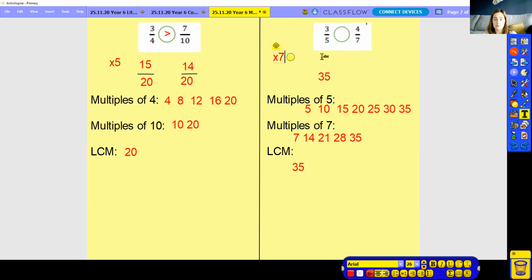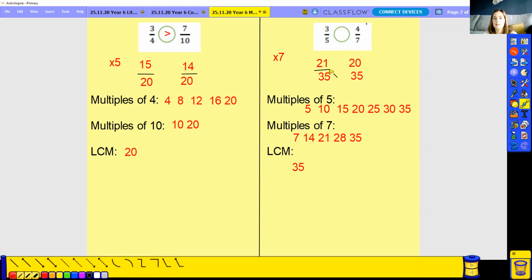So we need to do the same to the numerator, so 3 times 7 is 21. To get to 35, we times by 5, so we need to do the same to the numerator. 4 times 5 is 20, so we get 20 over 35. So those are my two fractions.